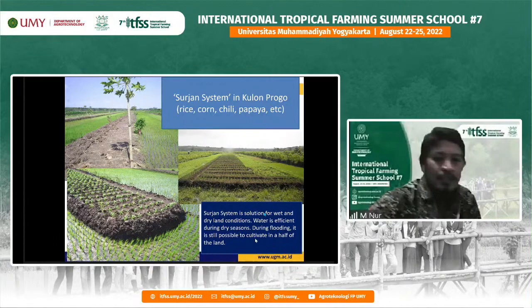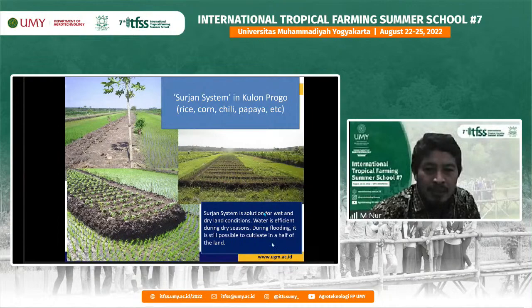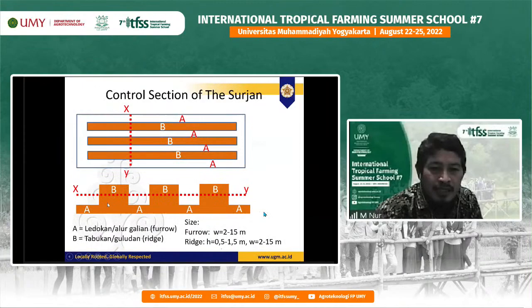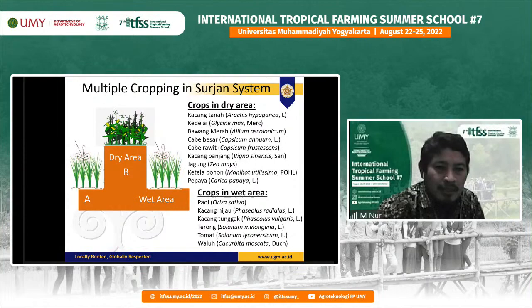Water is used efficiently during the dry season because we can use this part. And during flooding, it's still possible to cultivate in half of the land, the upper part. This one is the furrow and this one is the ridge. In the dry season, we can cultivate in the furrow, but in the wet season and flooding, we can cultivate on the ridge. This is surjan, very famous in Yogyakarta and also in Indonesia.